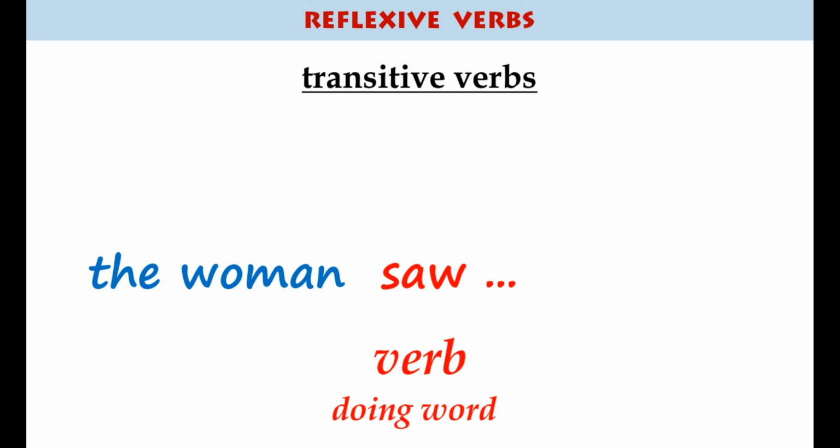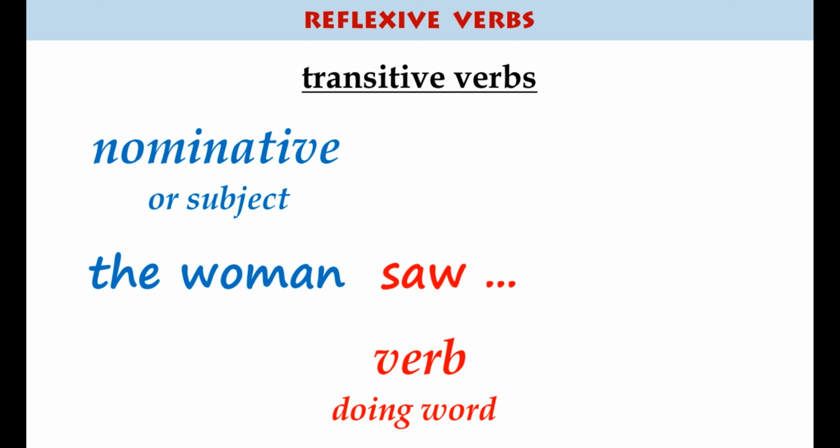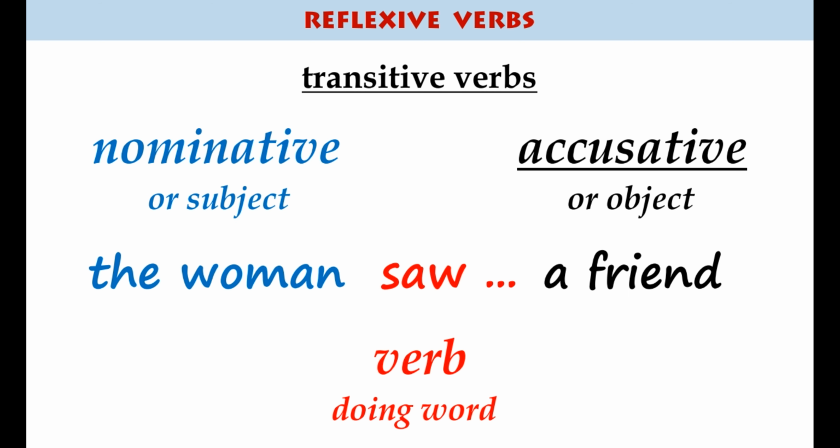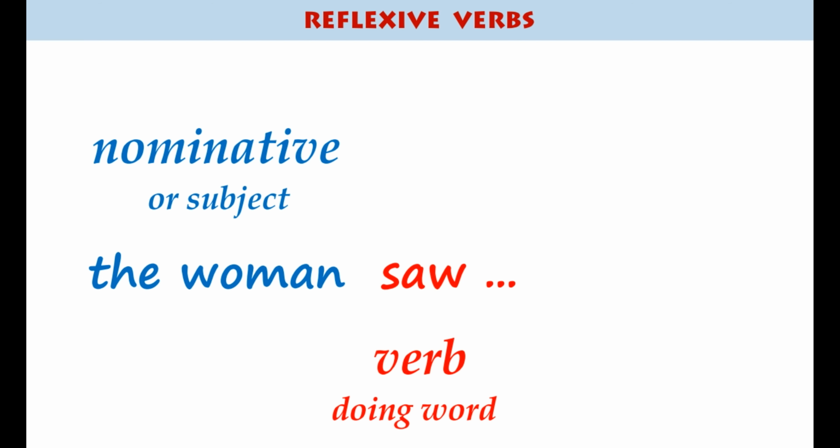And so with transitive verbs, you've got the nominative, the subject doing the action, and the object or the accusative, which is the thing that's being done to. That's the object of that verb, if you like. And if you want an explanation of this in more detail, then check out my video on accusatives, which you'll find in my playlists. Now, here comes the crunch.